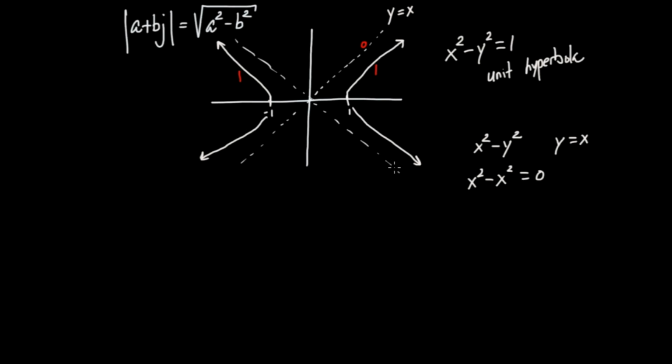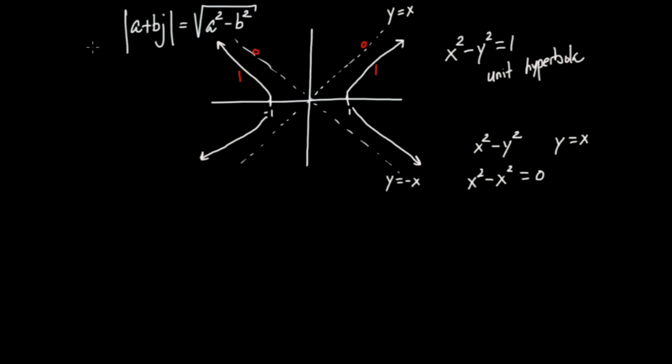And using a similar argument, you can show that any point along this line, which is going to be y is equal to minus x, so I'll label that there, y is equal to minus x, will also have a magnitude of 0. And this is pretty interesting because in the complex numbers, there was only one point which had a magnitude of 0. There's only one complex number which has a magnitude of 0, and that would be the origin. Now in the split complex numbers, you have infinitely many points which have a magnitude of 0. So that's a nice contrast there.